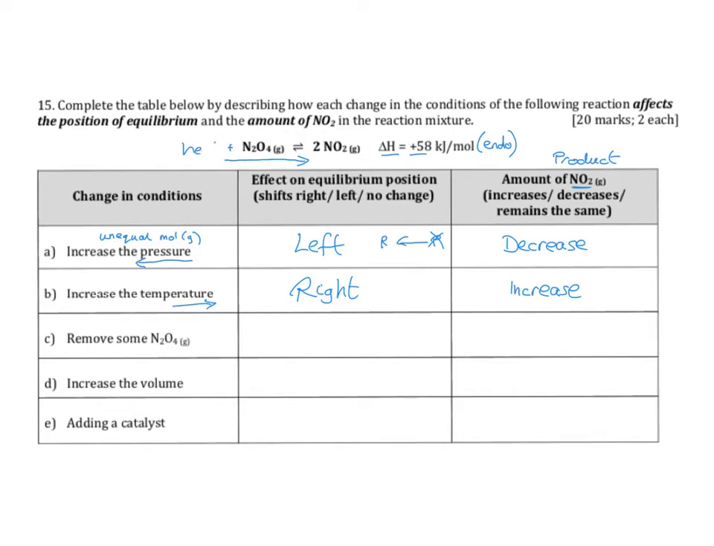Okay, delete this, start again. Remove some N2O4. So we're getting rid of this, which means any molecules, NO2, that are over on the right, they're going to move over to the left to fill up the gap. So equilibrium is moving to the left, which means NO2 is going to decrease.